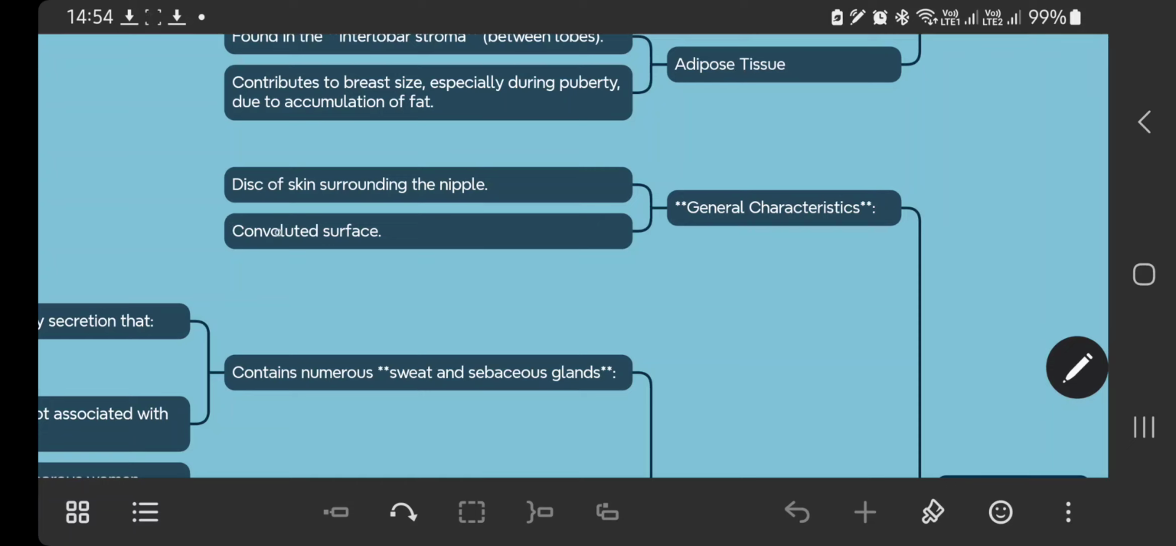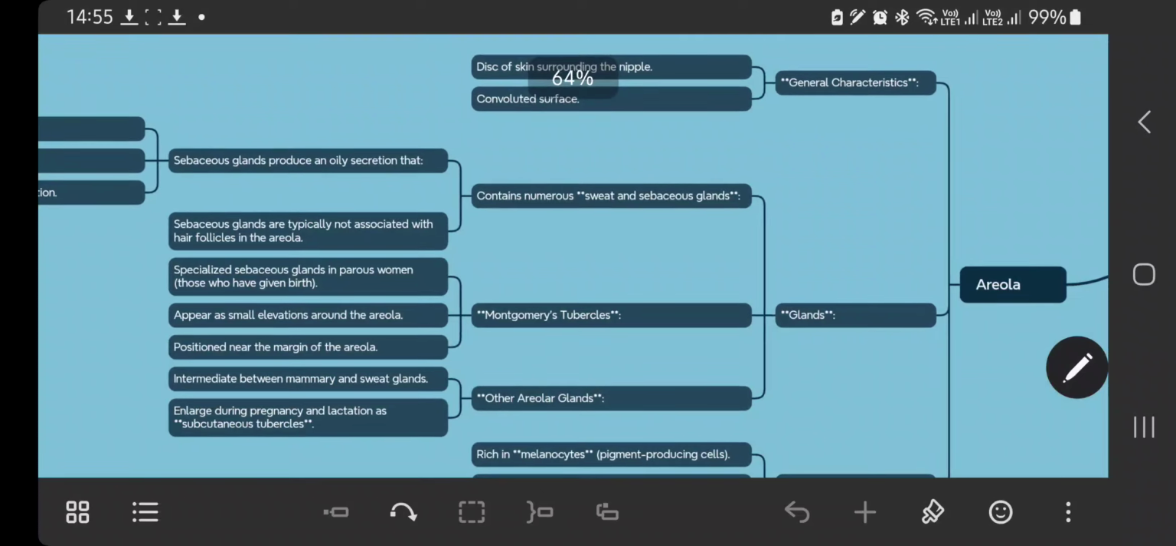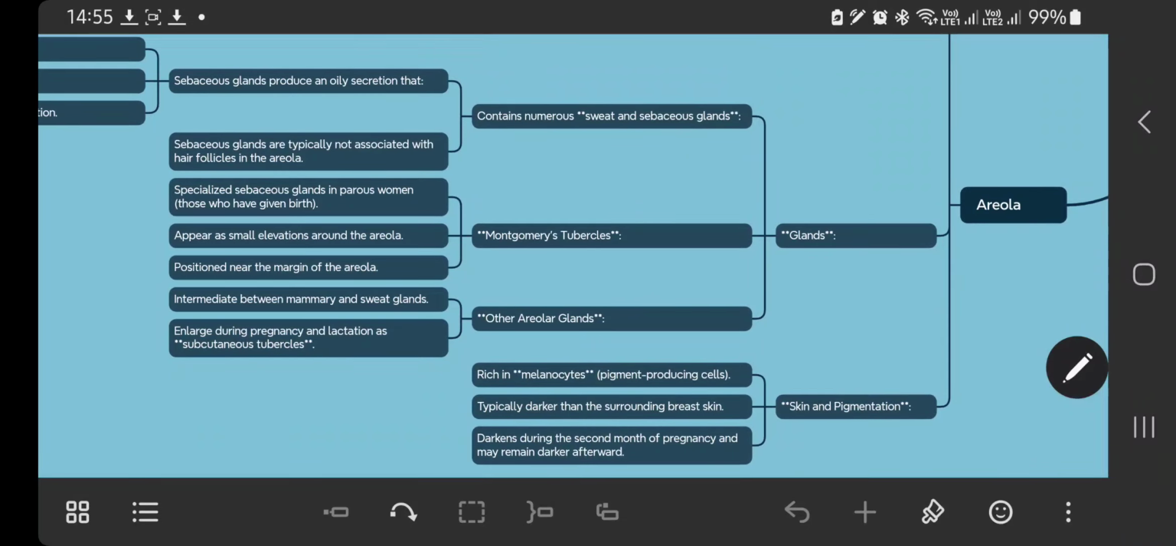And it has a convoluted surface. A disc of skin surrounding the nipple, with a convoluted surface. So, other than the general characteristics of the areola, there are glands in the areola, and there's skin and pigmentation.